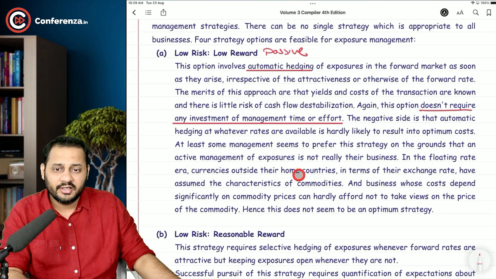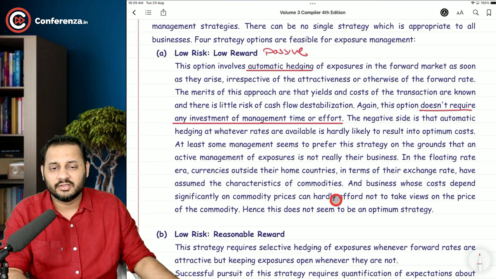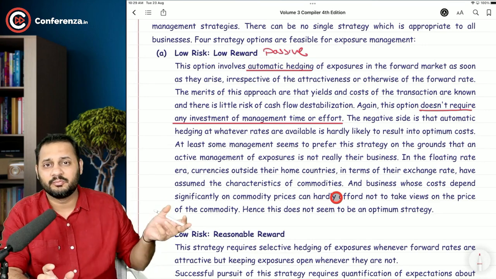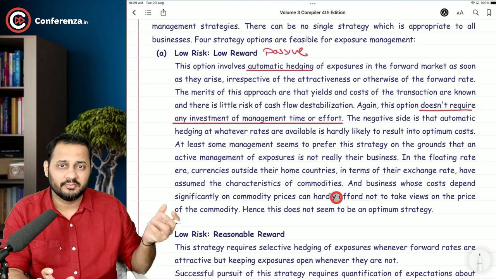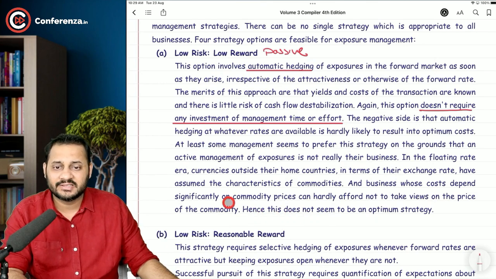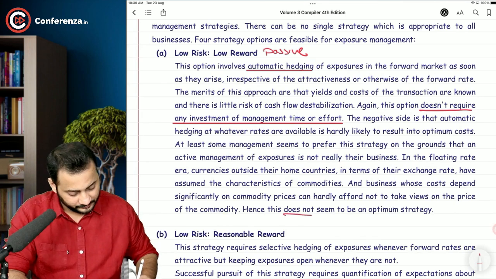In the floating rate era, currencies outside their home countries in terms of their exchange rate have assumed the characteristics of commodities. All in all, what this means is that currencies are treated as commodities. Like I told you in the last lecture, I compared the dollar with Parle-G biscuit, Hide and Seek and Maggie, because both of them are products, so commodities. And a business whose cost depends significantly on the commodity prices can hardly afford not to take views on the price of the commodity. Hence, this does not seem to be an optimum strategy.